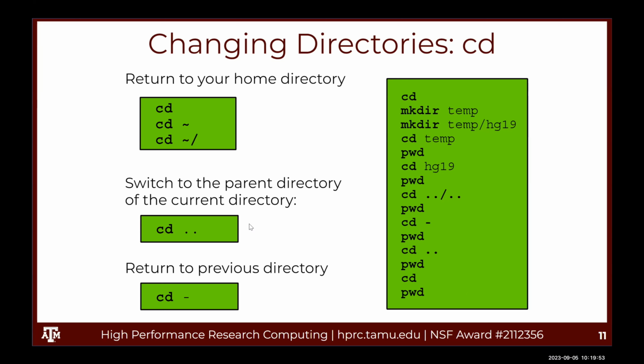So let's say if you are in a directory and you just want to go one step back, you can simply type cd space dot dot and you'll be redirected back to the previous directory. Sorry, the parent directory. And if you just want to go back to the directory that you were in, then you can use hyphen.